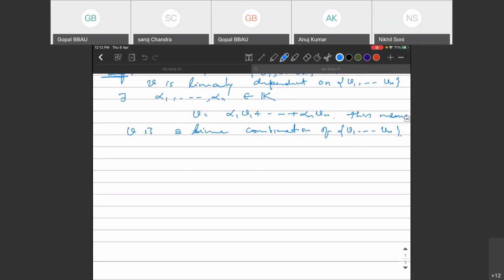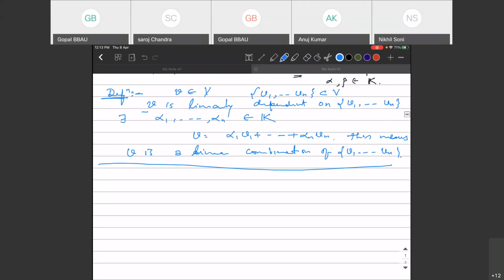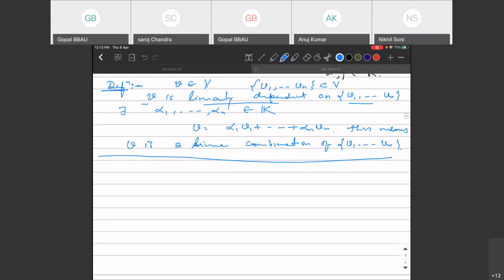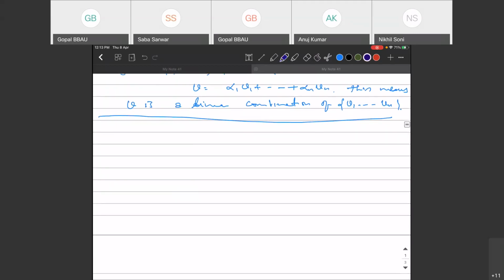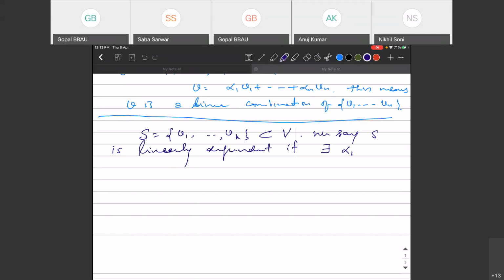Okay, so now from this we have another definition. So here we said that a vector V is linearly dependent on other vectors. So now we define when a set is linearly dependent. Suppose we have a set S, say S is V1, V2, Vk, a subset of a vector space V. We say S is linearly dependent if there exist scalars alpha 1, alpha 2 and alpha n such that at least one alpha I is non-zero.